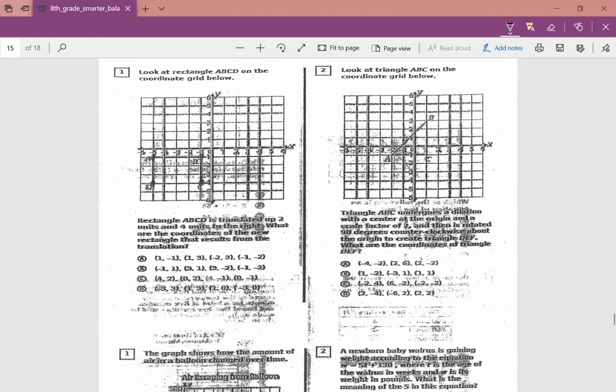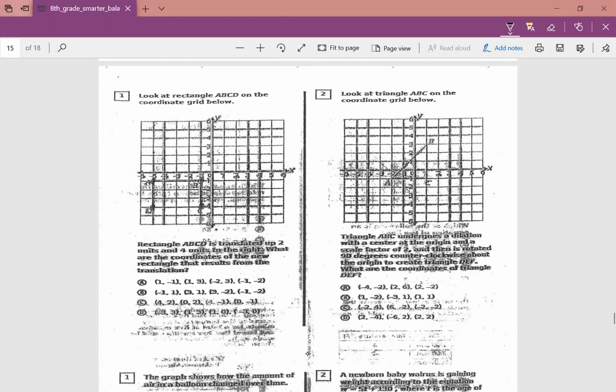Look at rectangle ABCD on the coordinate grid below. Can you guys see this? Okay, I'm erasing that. A, B, C, D. There's where the rectangle is.